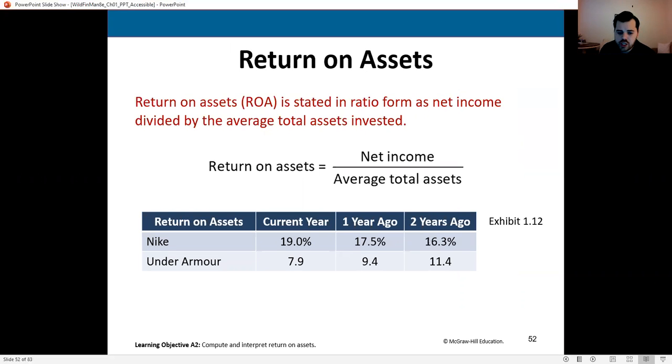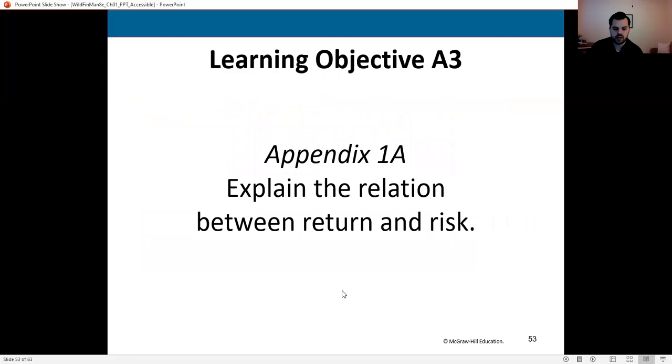Next, we're going to look at our first ratio of the course, which is return on assets, simply taking net income divided by average total assets. In this case, you can see that for Nike in the current year, their return on assets was 19% versus Under Armour's 7.9%. And it looks like Under Armour is getting worse over these last 2 years. We were at 11.4 down to 9.4 down to 7.9, while it looks like Nike is increasing just a little bit. So it looks like in this case, Nike is being a little bit more efficient year over year, and Under Armour is becoming less efficient year over year in generating that income.